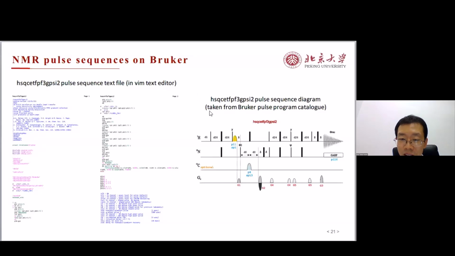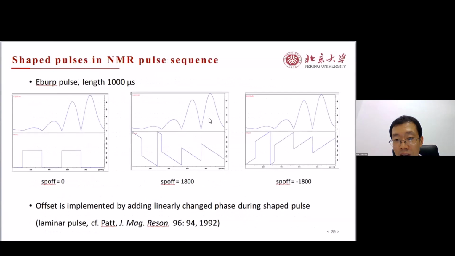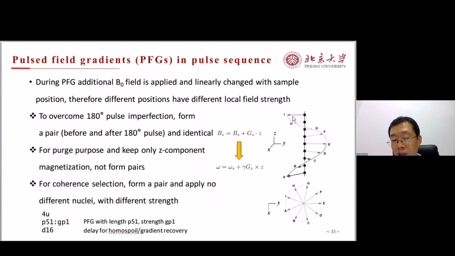If we go back to this slide, the effect of the pulsed field gradient is to cause a local linearly changed B0 field, so from top to bottom the sample experiences a different local field. If the strength is so weak that from top to bottom the sample doesn't even experience 360 degrees of phase, I would think that it's too weak.